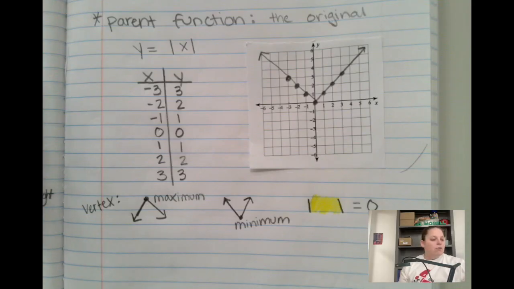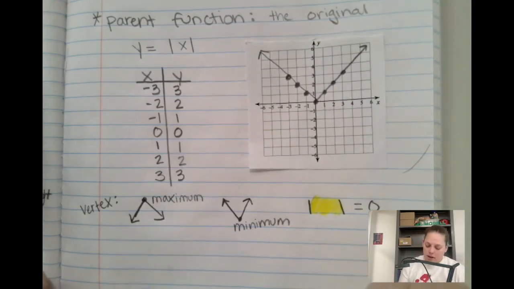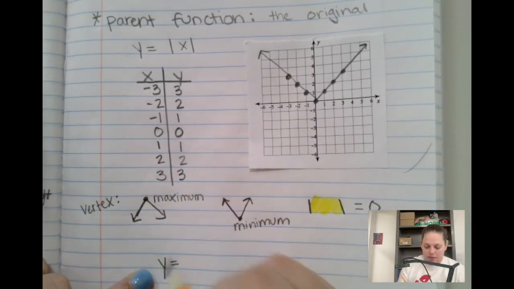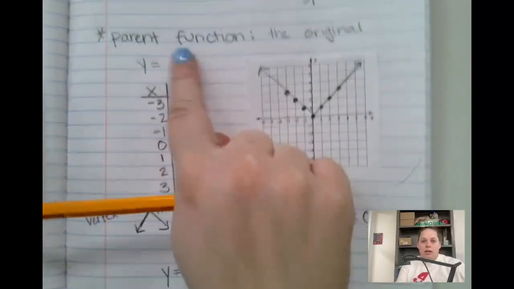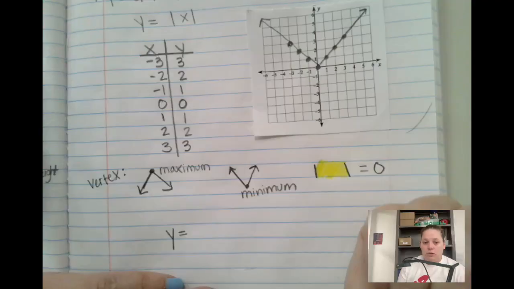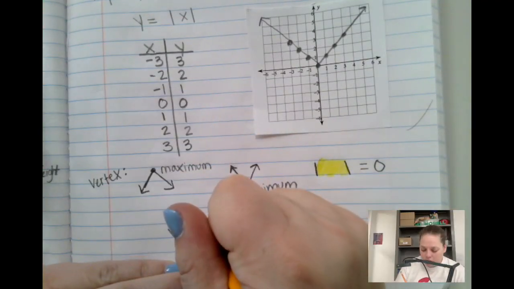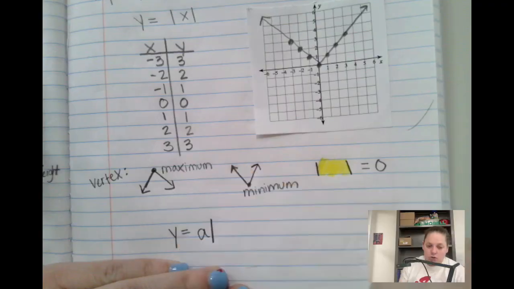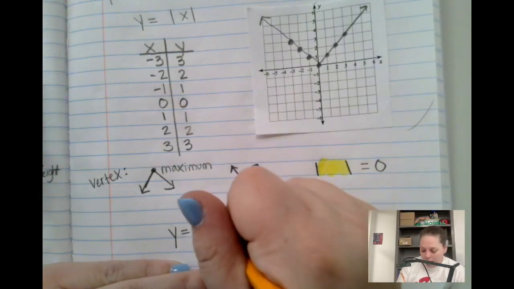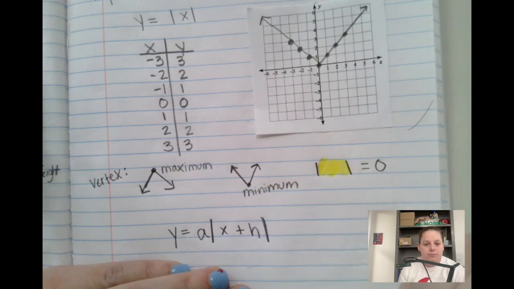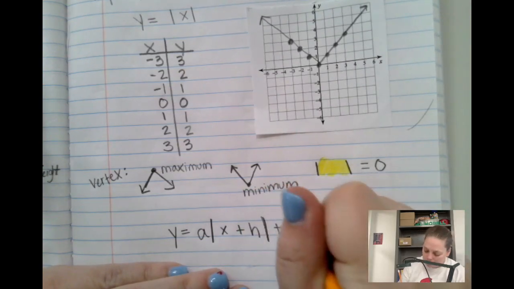All right, we have one more thing that we're going to add to our notes here at the bottom, and then I'm going to go to the next page. When we look at this, remember we have the parent function. This is the original. Now we're going to be changing it. So if I have y equals, our standard form starts with a, absolute value, so straight lines, x plus h, straight line, plus k.